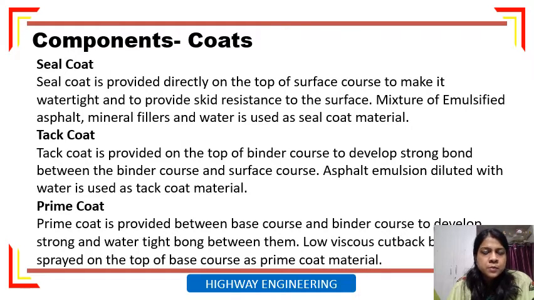The seal coat is provided directly on the top surface course to make it watertight and to provide skid resistance to the surface. Then the tack coat is provided on the top of binder course to develop strong bond between the binder course and the surface course. Then the last coat is the prime coat, and the prime coat is provided between the base course and the binder course to develop strong and watertight bond between them.